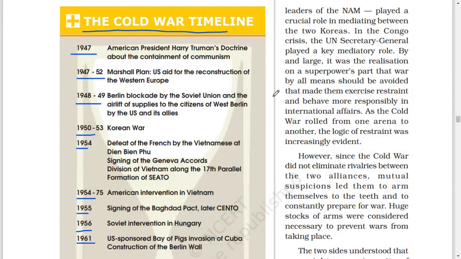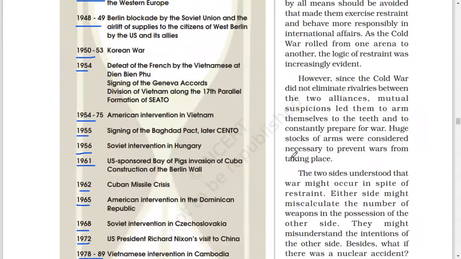As the Cold War rolled from one arena to another, the logic of restraint was increasingly evident. However, since the Cold War did not eliminate rivalries between the two alliances, mutual suspicions led them to arm themselves to the teeth and to constantly prepare for war. Huge stocks of arms were considered necessary to prevent wars from taking place.